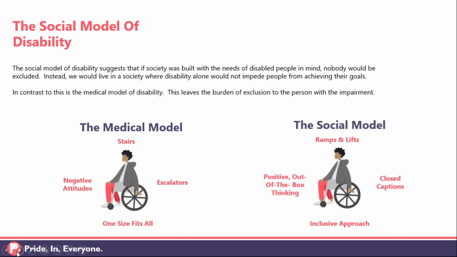So in contrast to this is the medical model of disability. And the medical model of disability leaves the burden of exclusion to the person with the impairment. And by that I mean society or a business would look at me and say, oh, well, our meeting is on the first floor. We've got stairs. It's not our problem that you can't get upstairs. You'll just have to deal with it, and we'll just call down to you once an hour.